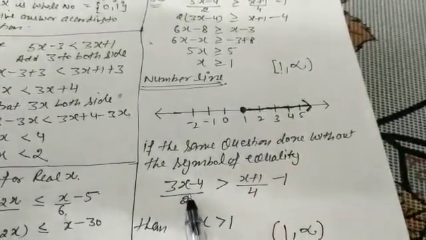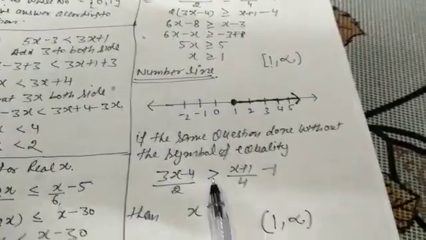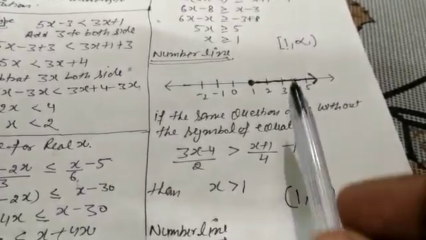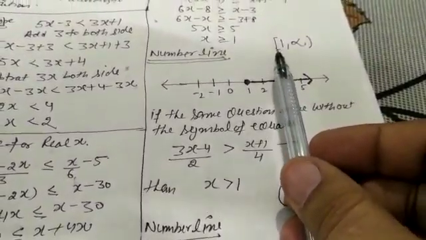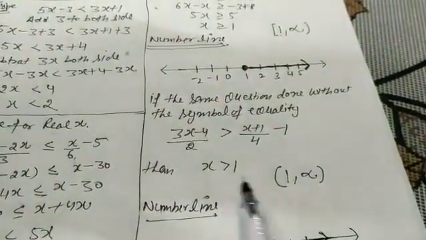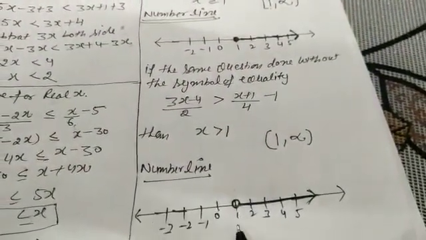The same question I have solved, but without the symbol of equality. The result will be 1 to infinity. The same, only the bracket changes. Here the bracket is open, here the bracket is closed. Closed due to the symbol of equality, open due to no symbol of equality. When we draw, we have to take care.